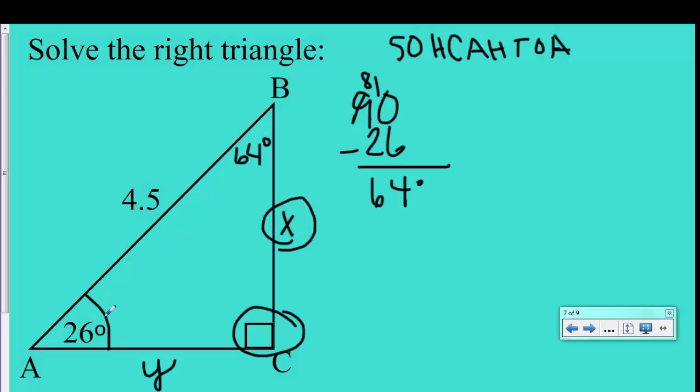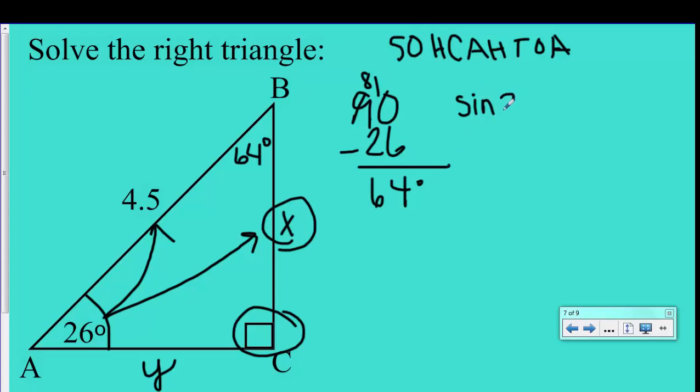Pick the angle that we started with. You can use either angle that you would like. I think it's easier just to start with the angle that was given. I need to find the leg opposite. I know the hypotenuse. Leg opposite and hypotenuse is the sine of the angle. This becomes the exact same thing we've just practiced.